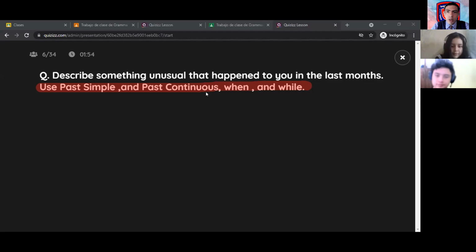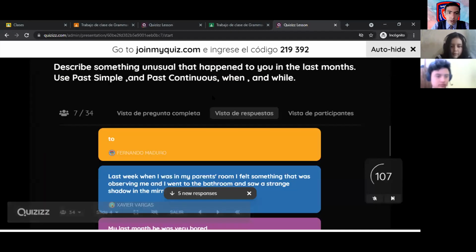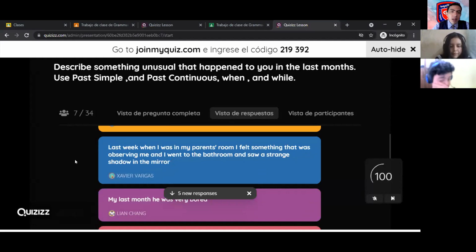Okay, let's start checking this. We have 6 answers by now. Okay, let's read it. Maduro says only 2. Okay, let's go to Mr. Vargas. He says, last week when I was in my parents' room, I felt something that was observing me, and I went to the bathroom and I saw a strange shadow in the mirror. Well, mister, that sounds like a horror story.